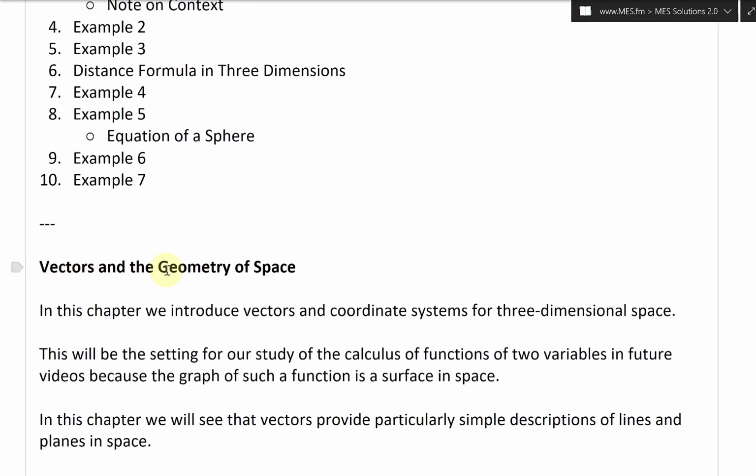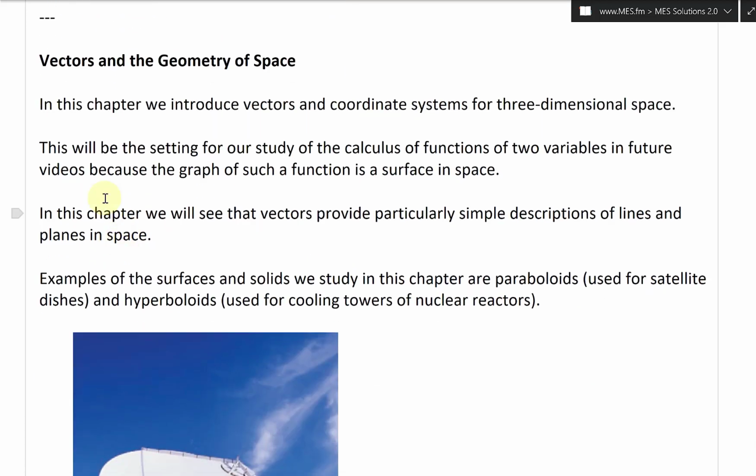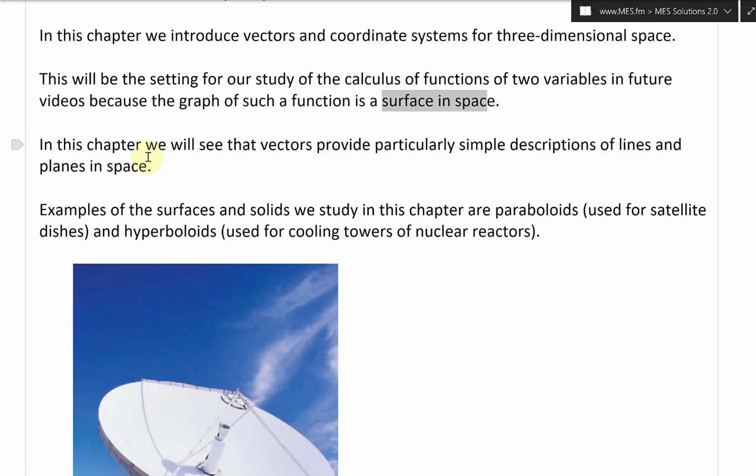So, vectors and the geometry of space. In this chapter, we introduce vectors and coordinate systems for three-dimensional space. This will be the setting for our study of the calculus of functions of two variables in future videos. We'll go over that in a later series, because the graph of such a function is a surface in space. In this chapter, we will see that vectors provide particularly simple descriptions of lines and planes in space.